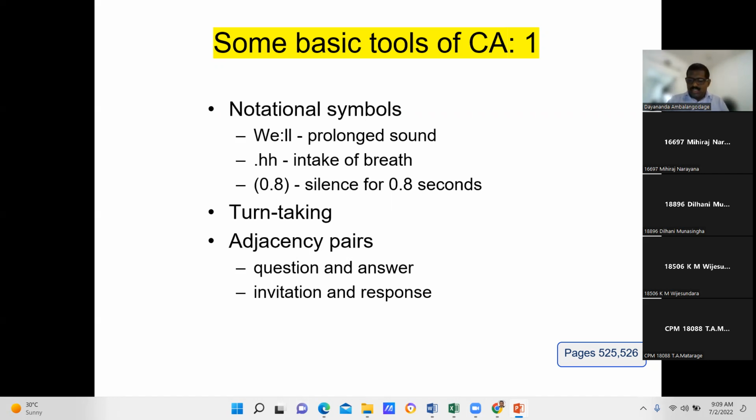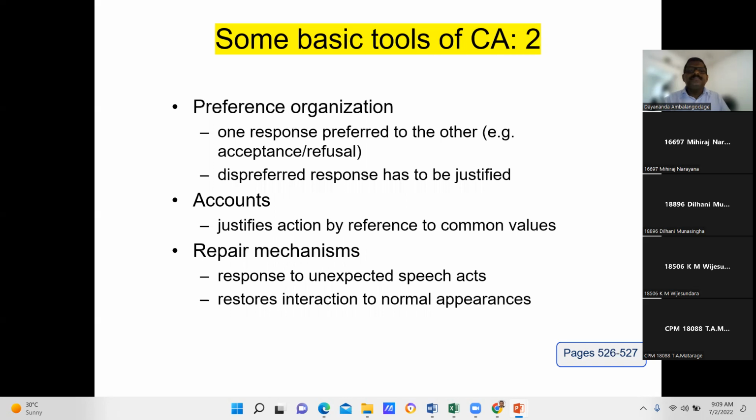So those are the basic tools. Those should be reflected in your transcription. That's the idea. The preference organizations, again, one response referred to the other. This preferred response has to be justified. So if there are extraordinary statements, we need to get the justification. Accounts justify actions by reference to common values, and repair mechanism is a response to unexpected speech acts.